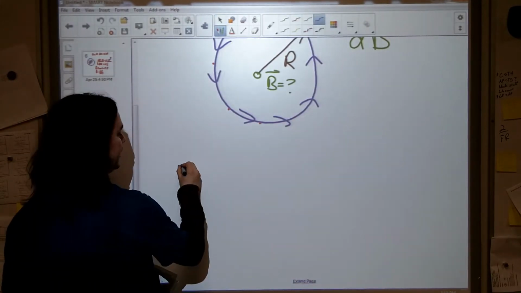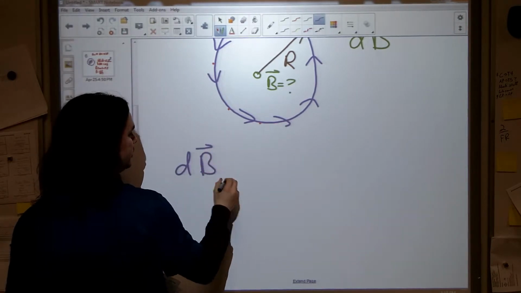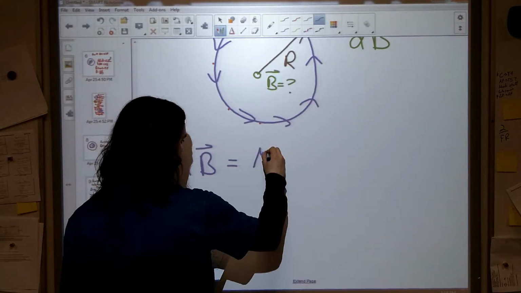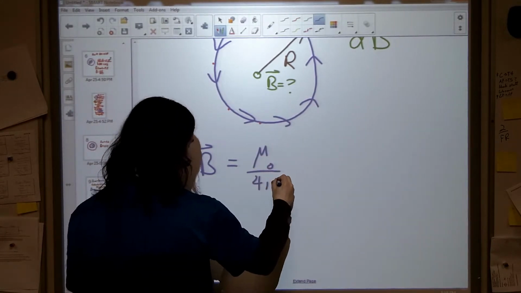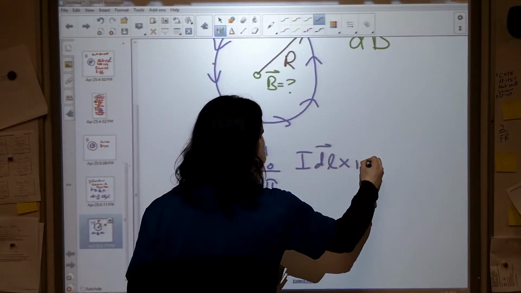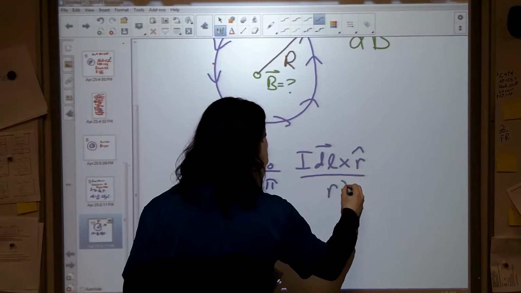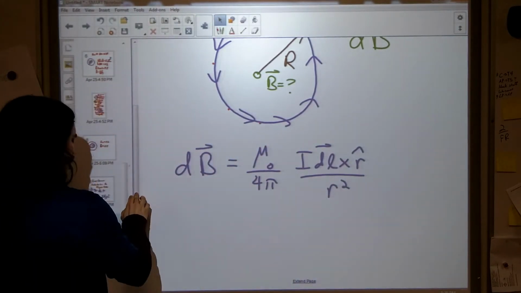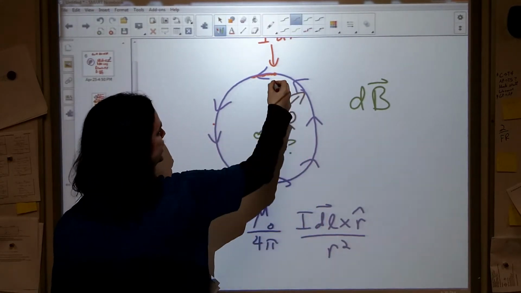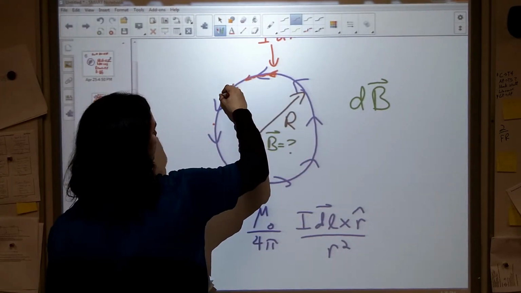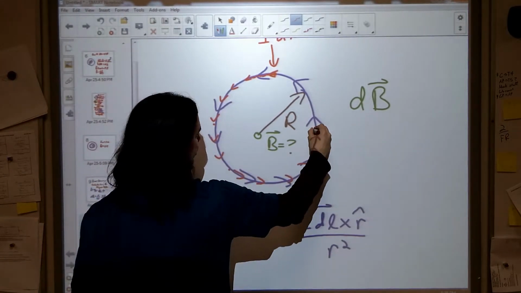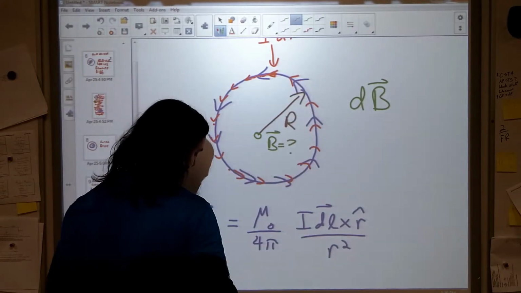Here's what I'm going to do. I'm going to find that dB, my infinitely small piece of the magnetic field, is going to be equal to, once again, I don't have it memorized, at least not yet, mu naught over 4 pi times my current times dl crossed with the radial vector over r squared. We're going to set up a few things. We know the current is going this way, and we're going to integrate our dl going the same way. So we're going to go around, all the way around.